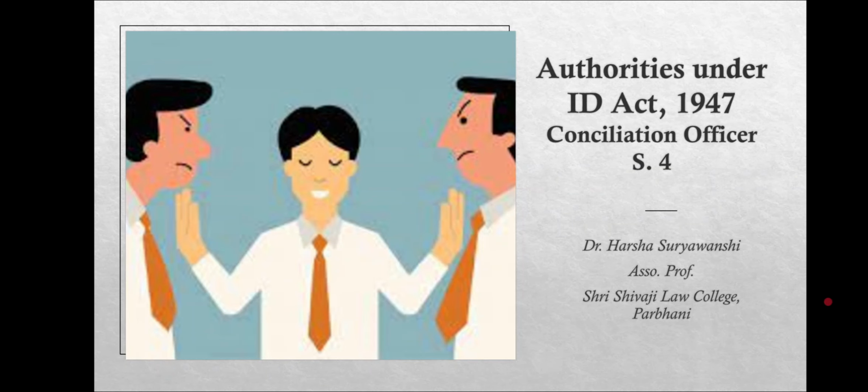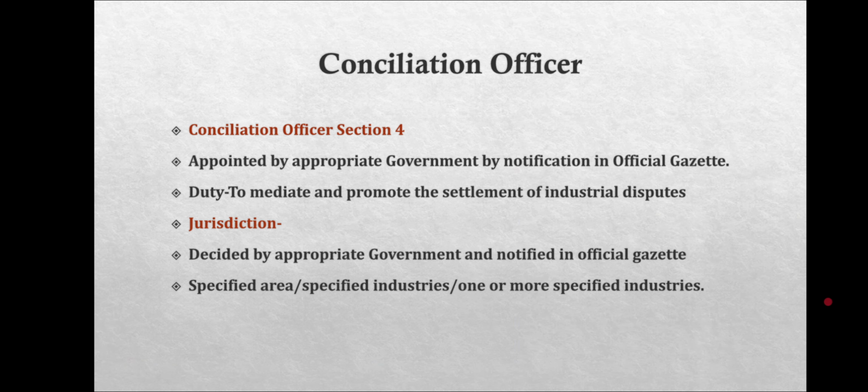In the previous video, we discussed provisions of Works Committee under Section 3. In this video, we shall discuss the provisions of Conciliation Officer. Conciliation Officer, according to Section 4 of the Industrial Disputes Act, is appointed by the appropriate government. The conciliation officer is appointed by notification in the official gazette. The primary function or duty of the conciliation officer is to mediate and promote settlement of industrial disputes.